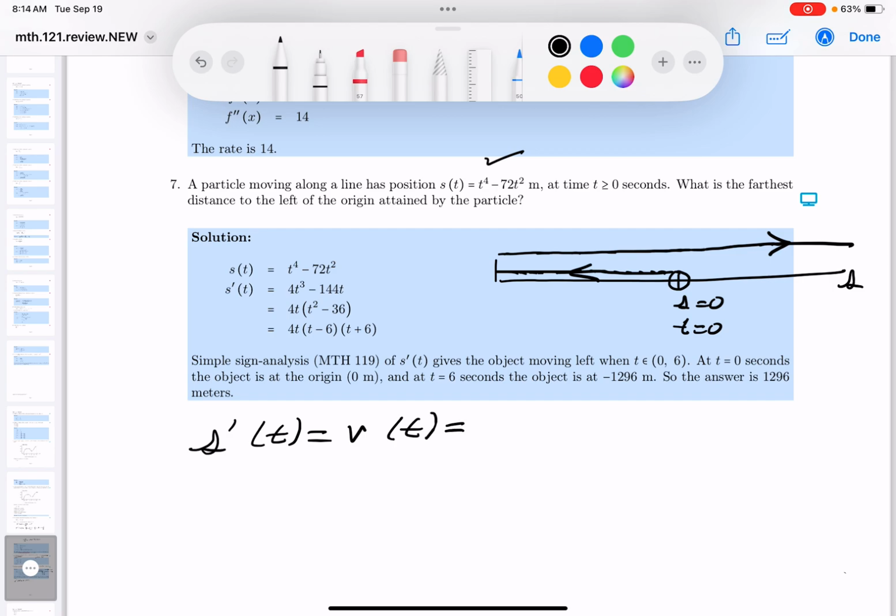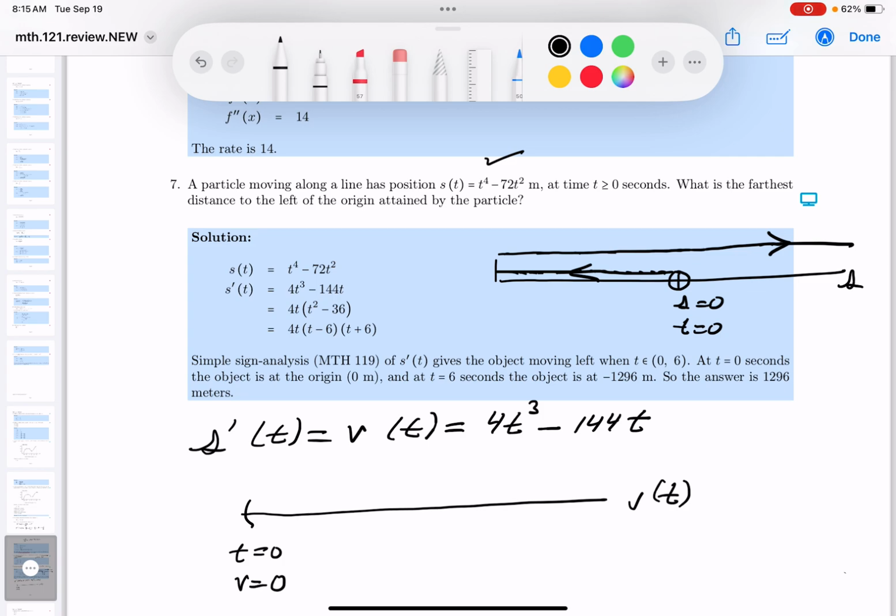Well, let's see, we have to take the derivative. It's going to be 4t cubed minus 144t. All right? We're going to analyze the velocity function, but we're only going to analyze it on the interval starting at t equals 0. And the velocity at t equals 0 is actually 0. How do you know that? Plug in 0. Now I'm looking at this and wondering, does it ever become 0 after that? In other words, does it stop?